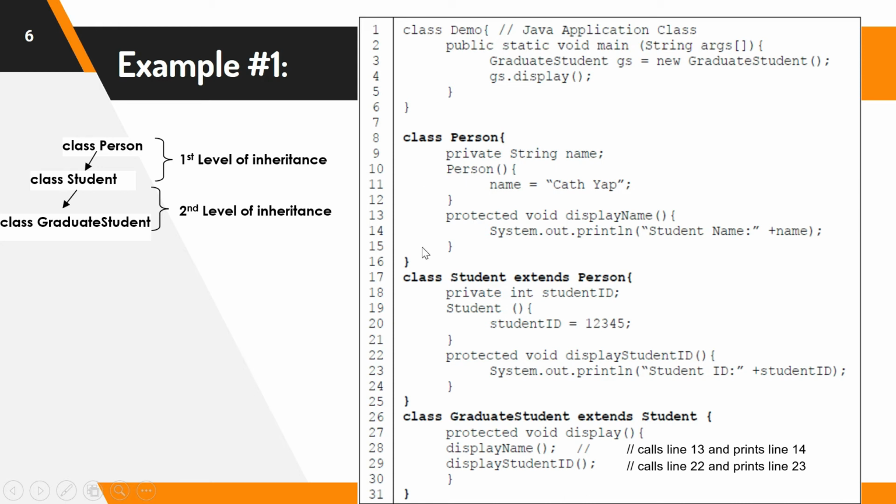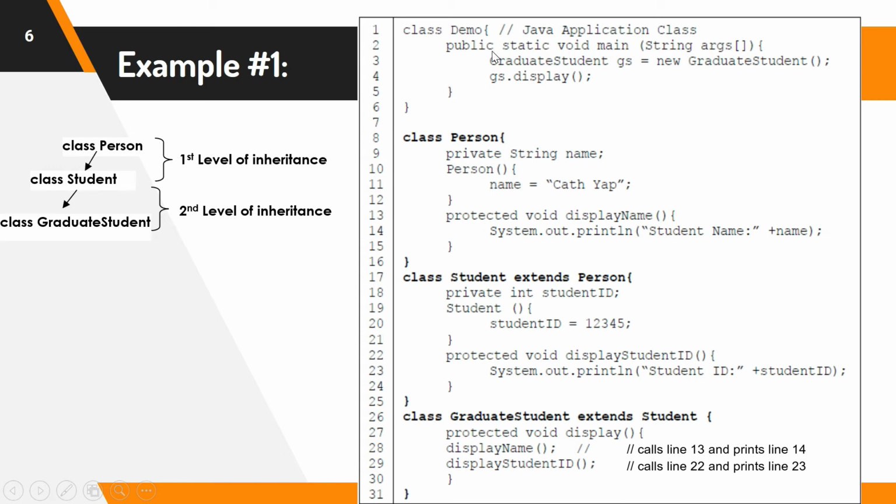The class Person has the attribute name, initialized inside the constructor and displayed in the method displayName. Class Student has a specific attribute, studentID, initialized inside the default constructor and displayed inside the displayStudentID method. For class GraduateStudent, all it does is declare a method display that accesses the methods declared in class Person and class Student.